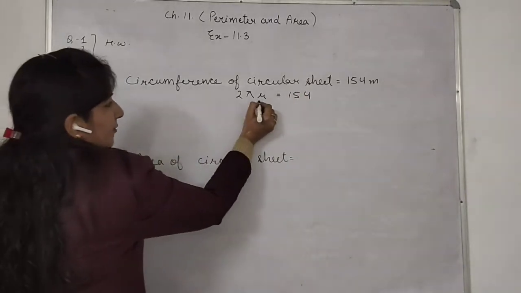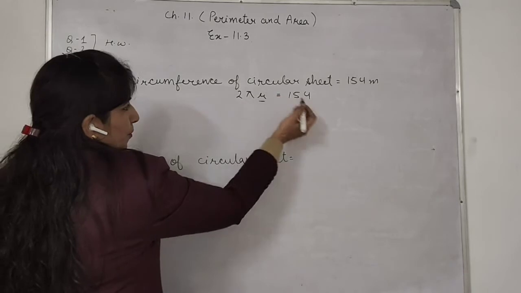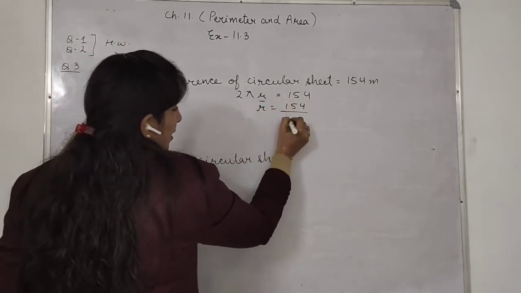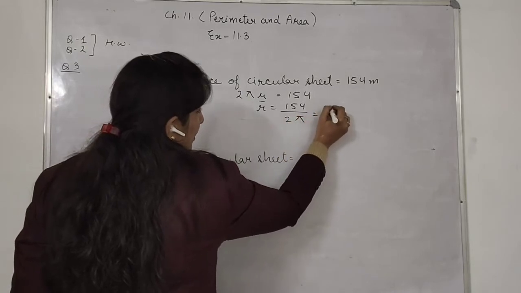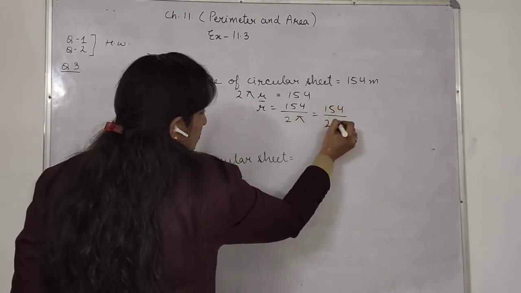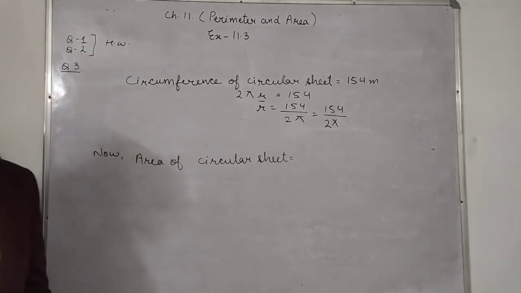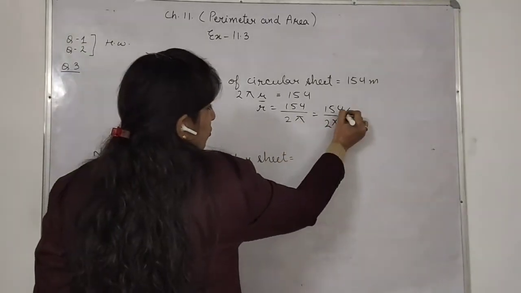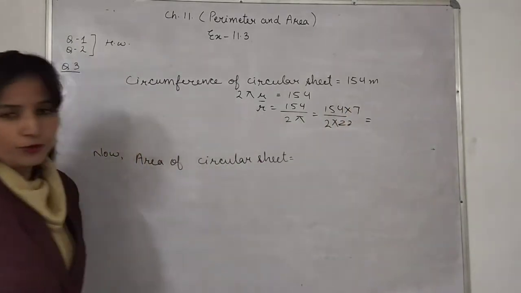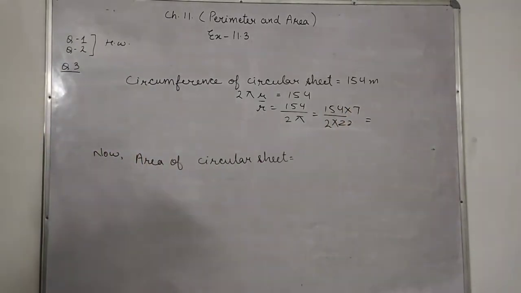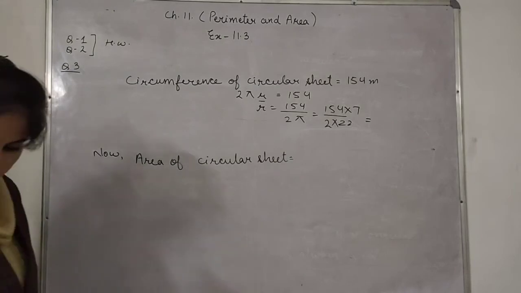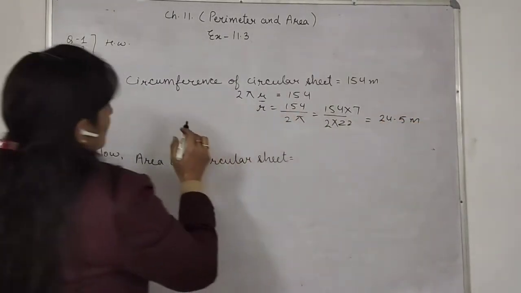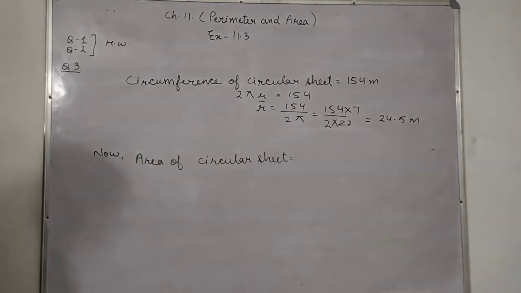Now to find the value of r, we need to transpose 2 pi to the right hand side. So r equals to 154 divided by 2 pi. So that I can write 154 divided by 2 multiplied by 22. And then this 7 goes on the numerator. So you need to solve it. So after solving, we'll get 24.5 meter is the radius after finding it out.